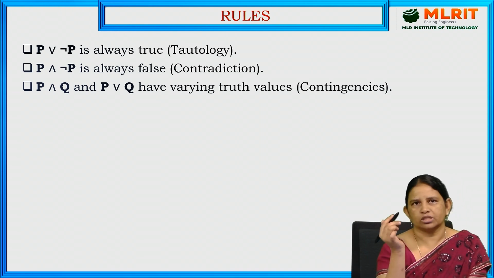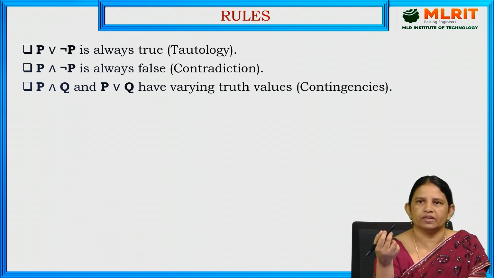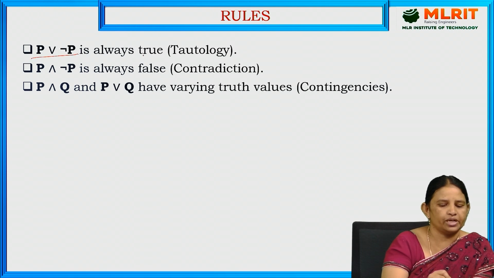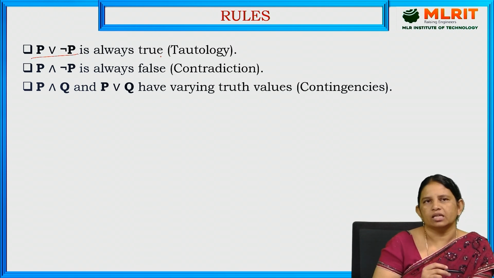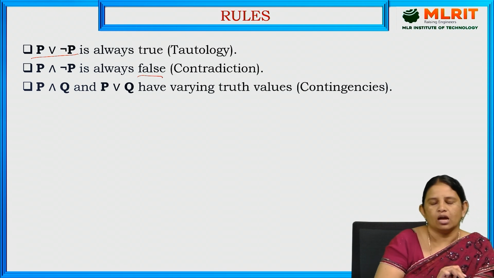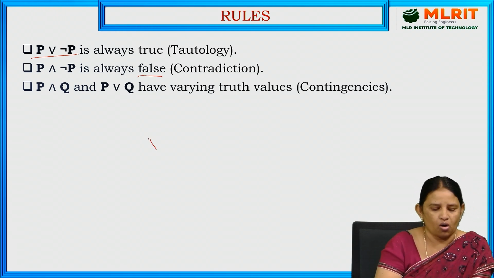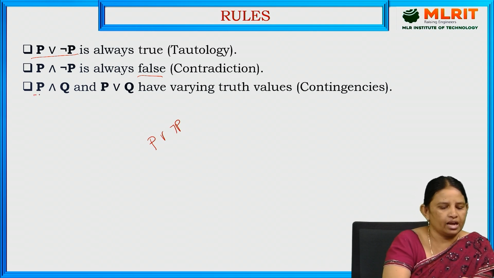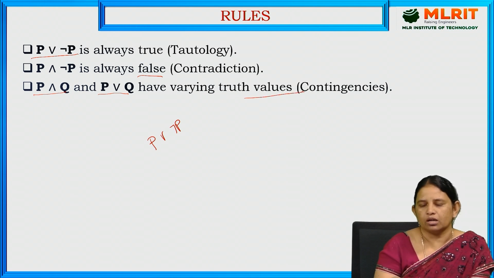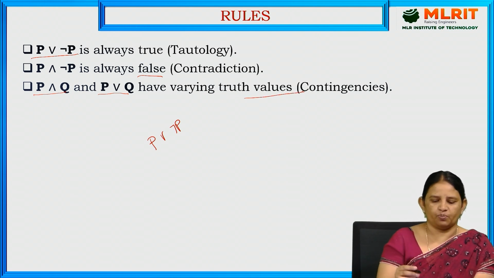Now some rules are there. Okay, from these rules we need to define some algebraic rules. P or negation P is always true. Okay, that means P or negation P is always true. Then P and negation P is a contradiction. P or negation P is a tautology. Then P and Q or P or Q have truth values that are true as well as false. I will show it with the help of an example.